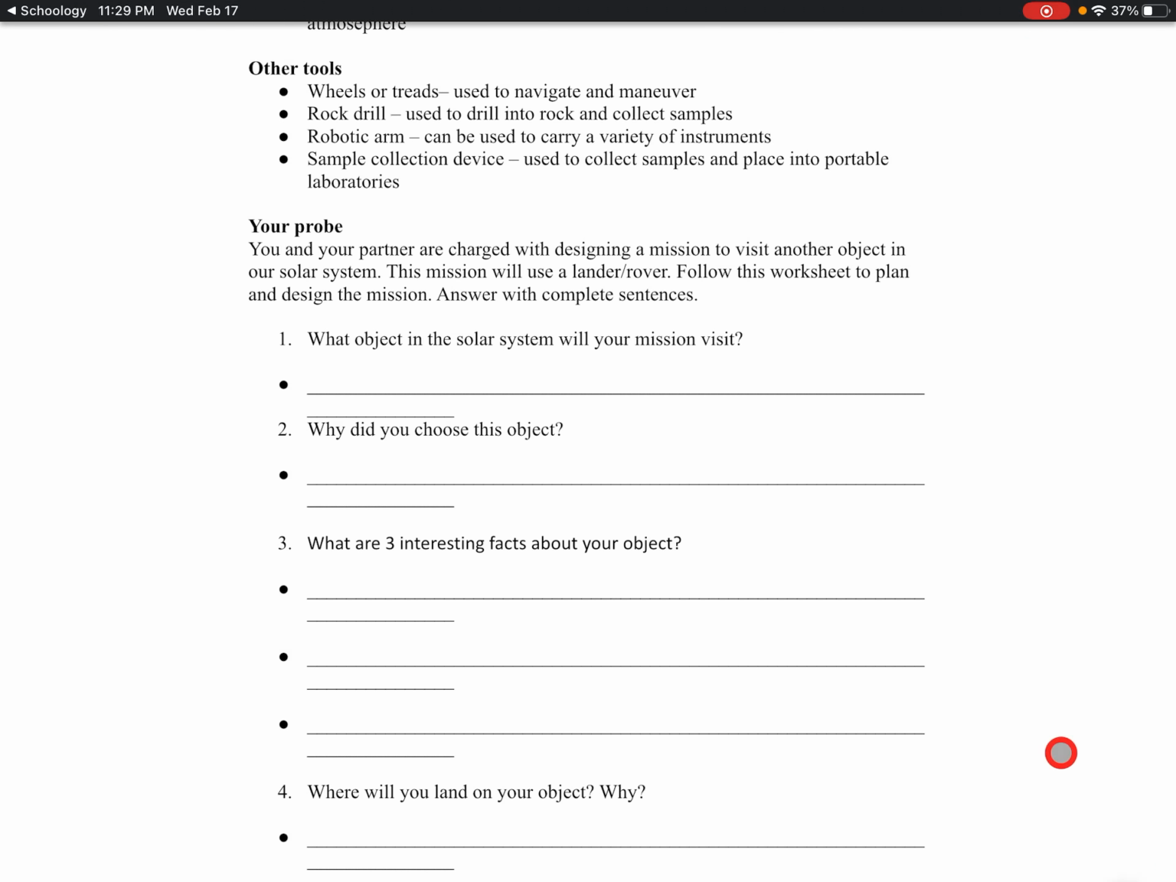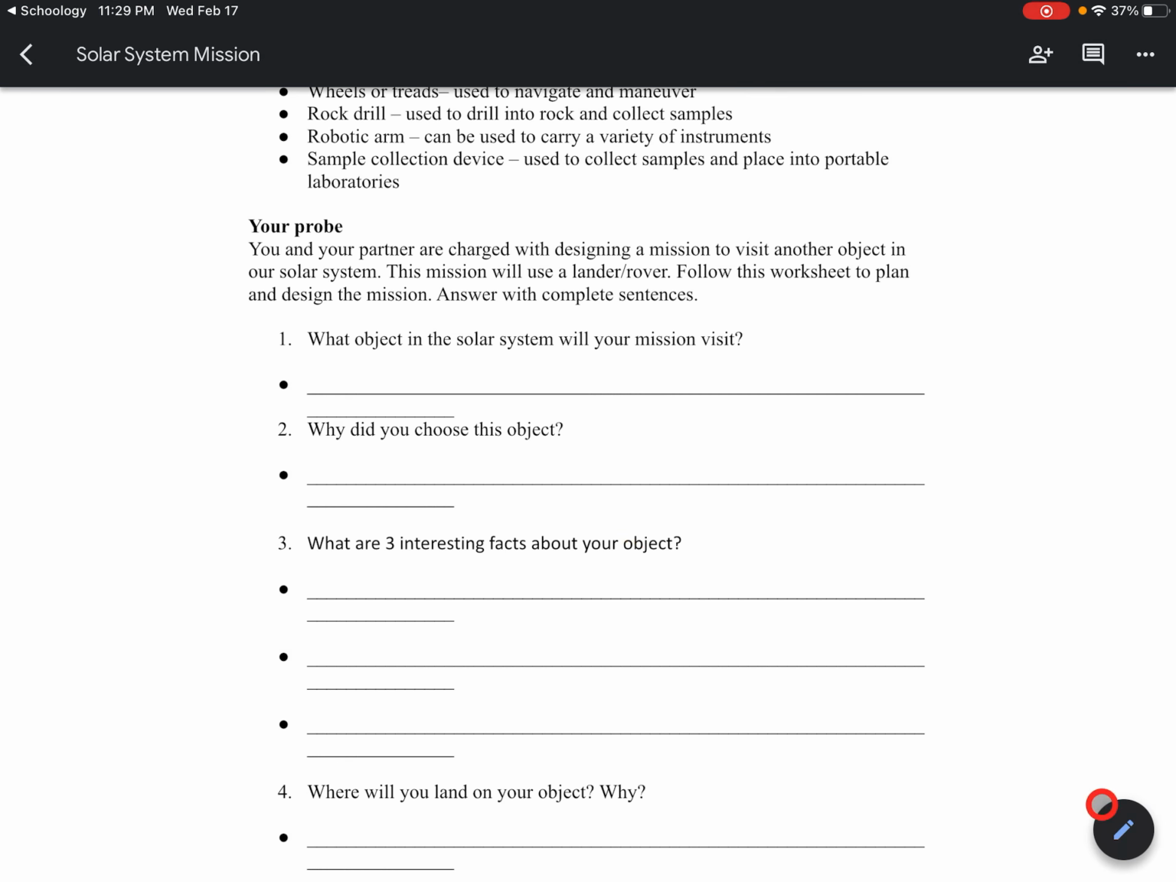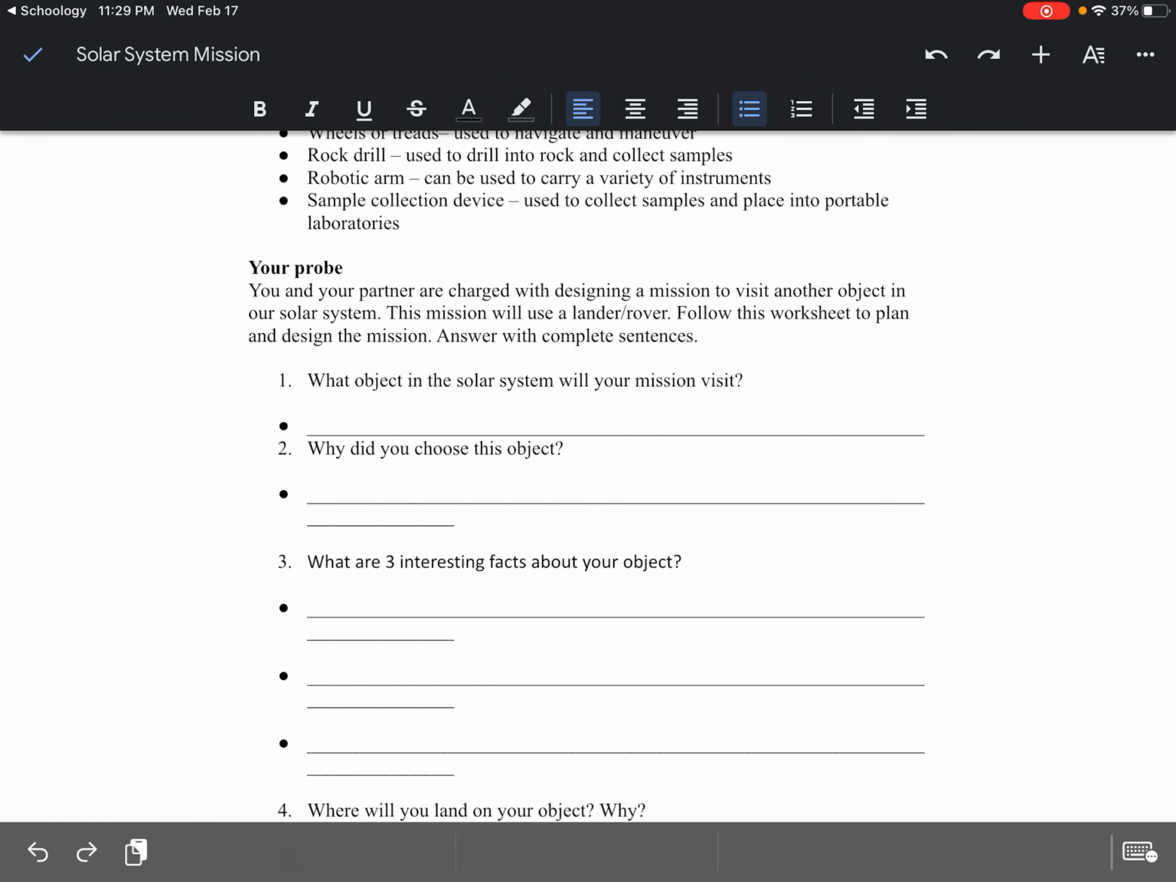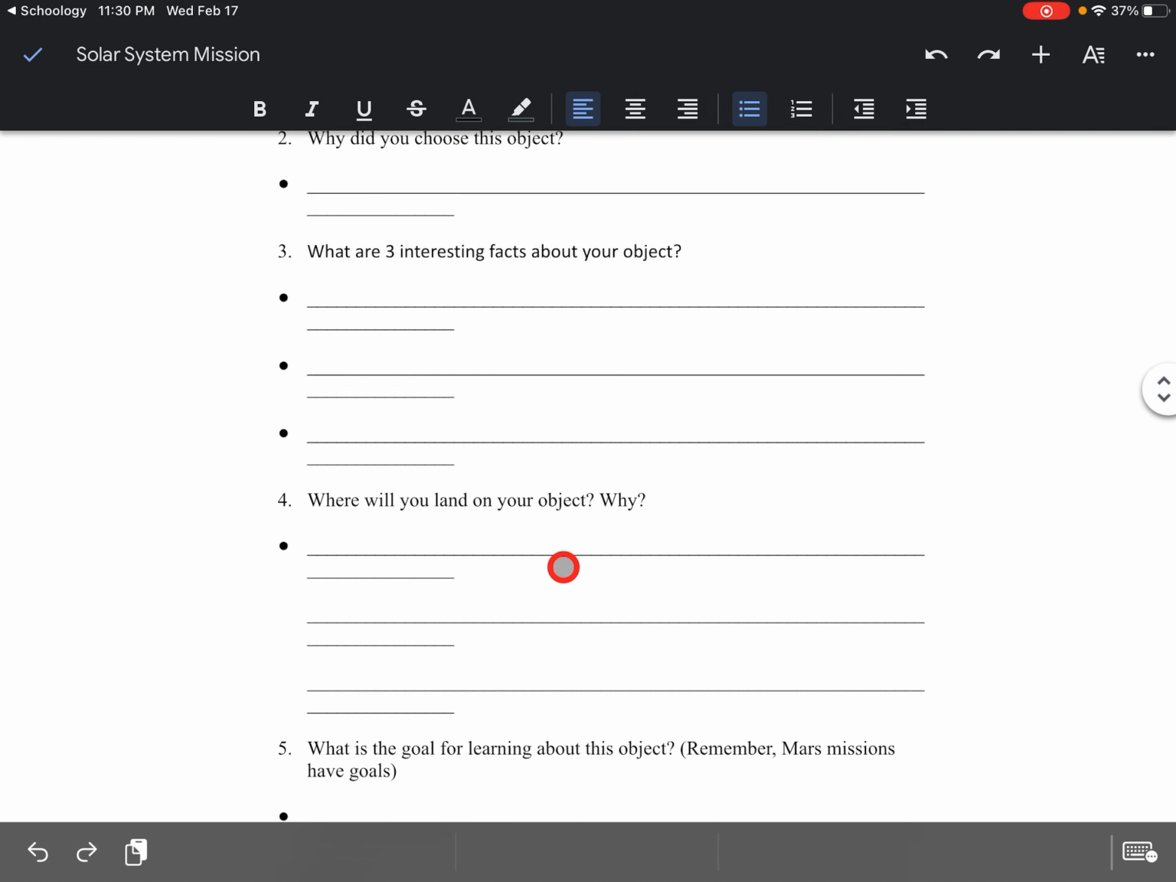So if you're using Notability, you could just write on these lines or type on these lines. Because it's a Word doc, these lines are kind of in the way. You can just delete them out and put in your text instead. That's not a big deal. What object will you visit? Why did you choose it? What are 3 interesting facts? And then where are you going to land and why are you going to land there?